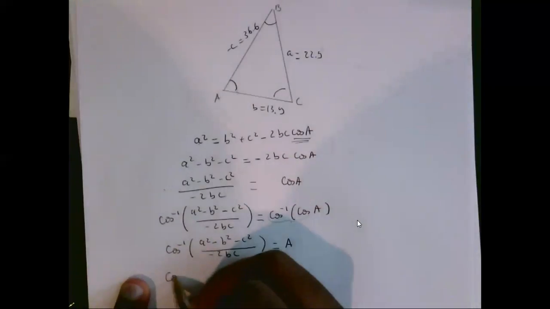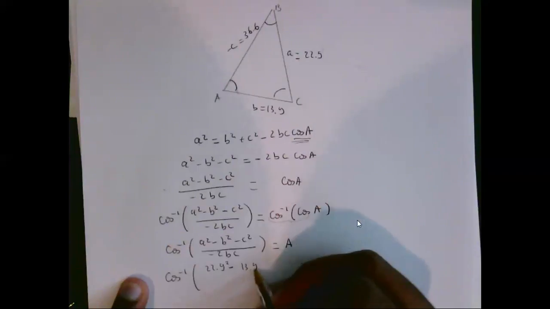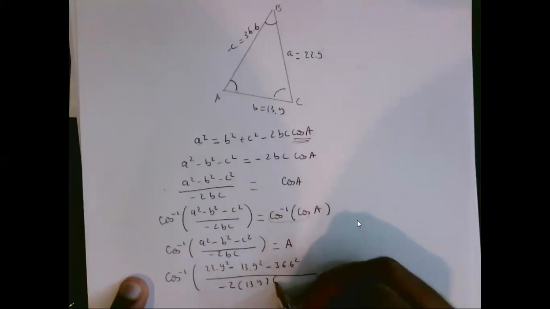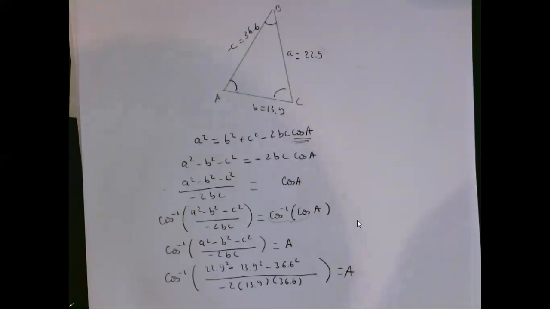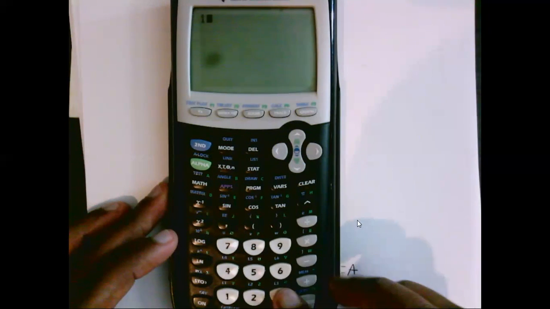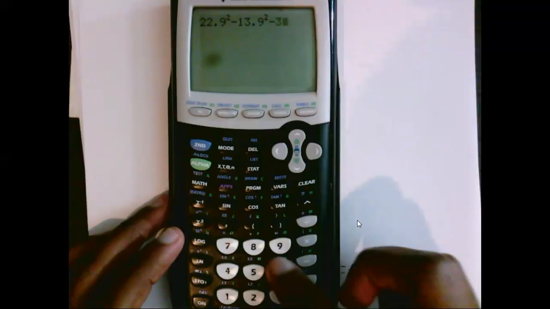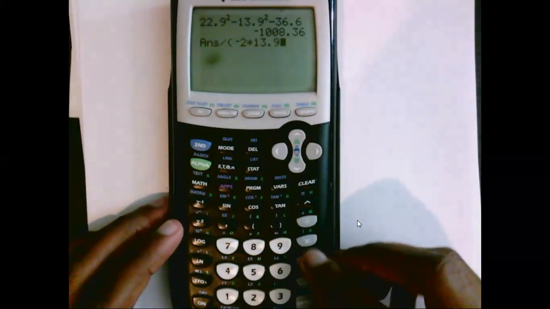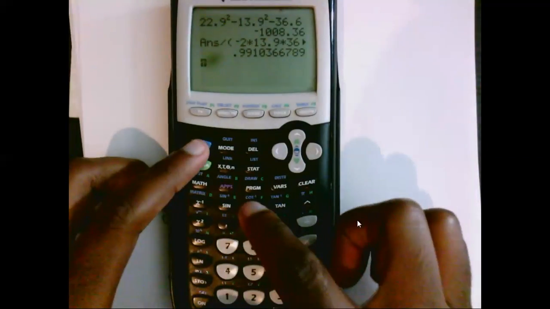So all I have to do now is to plug in the values. a squared is 22.9 squared, minus 13.9 squared, minus 36.6 squared, divided by negative 2 times 13.9 times 36.6, and that is equal to cosine of A. So I plug that in the calculator: 22.9 squared, minus 13.9 squared, minus 36.6 squared, divided by negative 2 times 13.9 times 36.6. Now I have to take the cosine inverse of that answer.